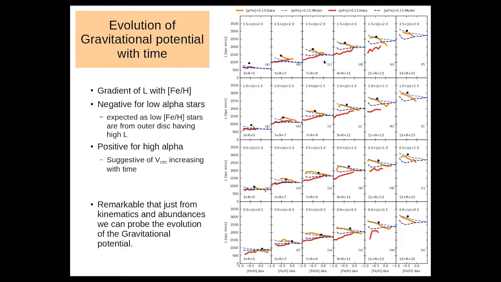And in our model, what we found was, if you assume that the potential changes with time, that the circular velocity increases with time at a given radius, then you can explain a little bit of this. You can see the dashed lines are model predictions, which kind of go down, although it doesn't match perfectly. But it is quite interesting that from kinematics and abundances, you can actually probe the gravitational potential, the evolution of gravitational potential.